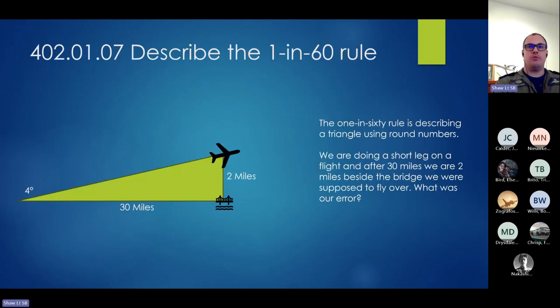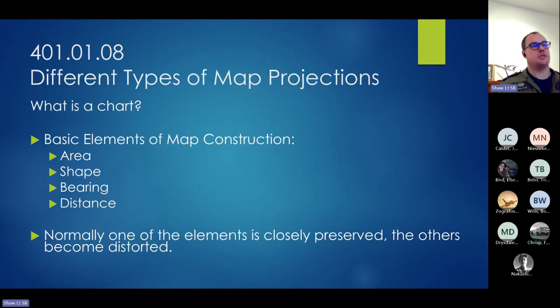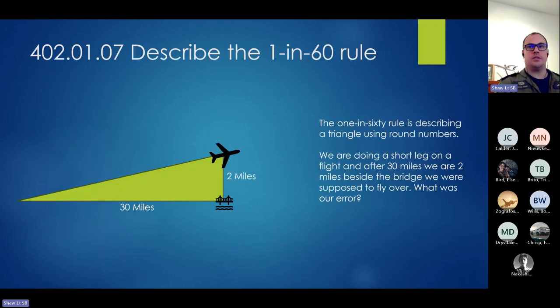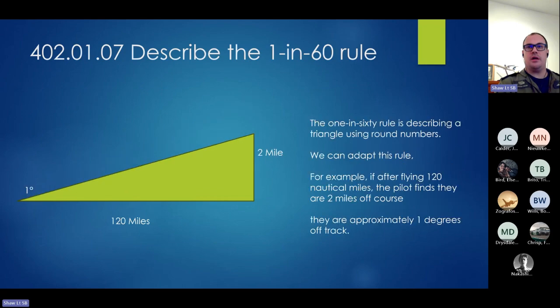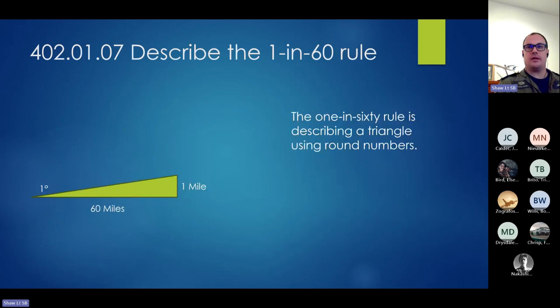So that's the 1 in 60 rule. Now we're moving on to map projections. Are there any questions on the 1 in 60 rule? Awesome. So again, the 1 in 60 rule, just for the definition, so you have it.